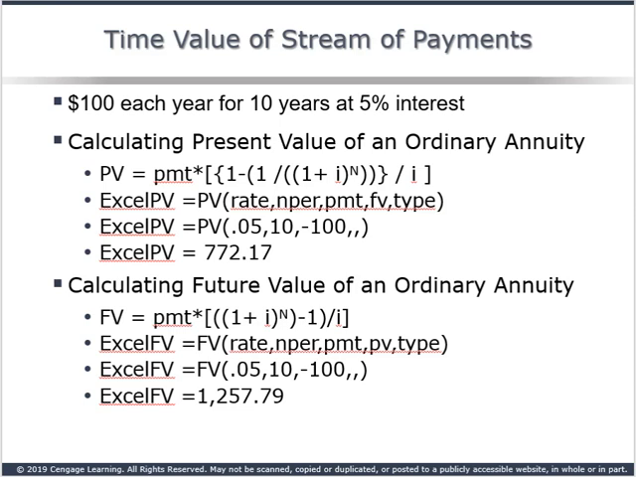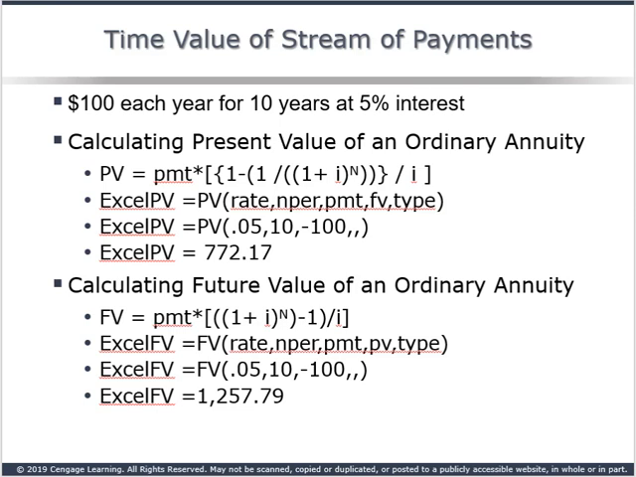So let's look at the stream of payments. The example here, $100 each year for 10 years at 5% interest. Now, it's worth noting that if we were at 0% interest and we were receiving $100 every year for 10 years, that would be $1,000. However, once we start putting in interest in here, it changes the value. And so we see here calculating the present value of the annuity. You see the mathematical formula there. However, we see the Excel formula next.